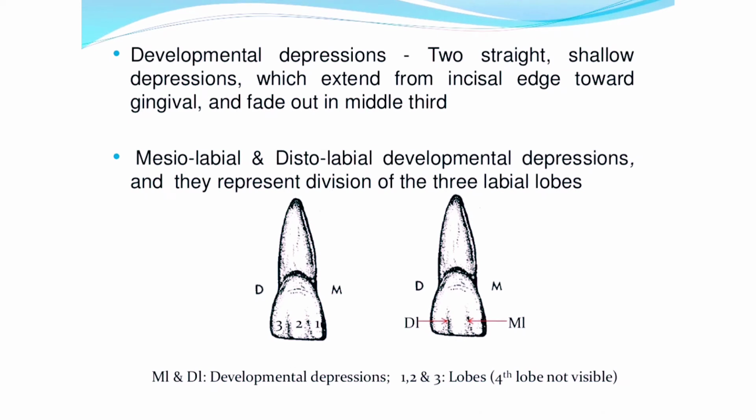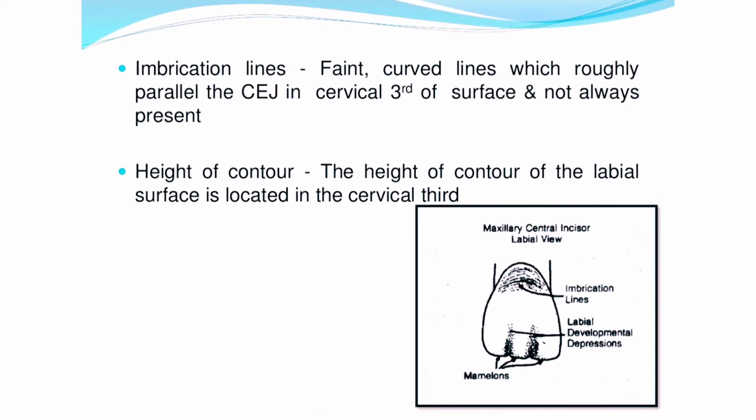Developmental depressions. 2 straight, shallow depressions, which extend from the incisal edge toward the gingival and fade out in the middle third. Mesiolabial or distolabial developmental depressions, and they represent the division of the 3 labial lobes. Imbrication lines. Faint, curved lines which roughly parallel the CEJ in the cervical third of the surface are not always present. Height of contour. The height of contour of the labial surface is located in the cervical third.